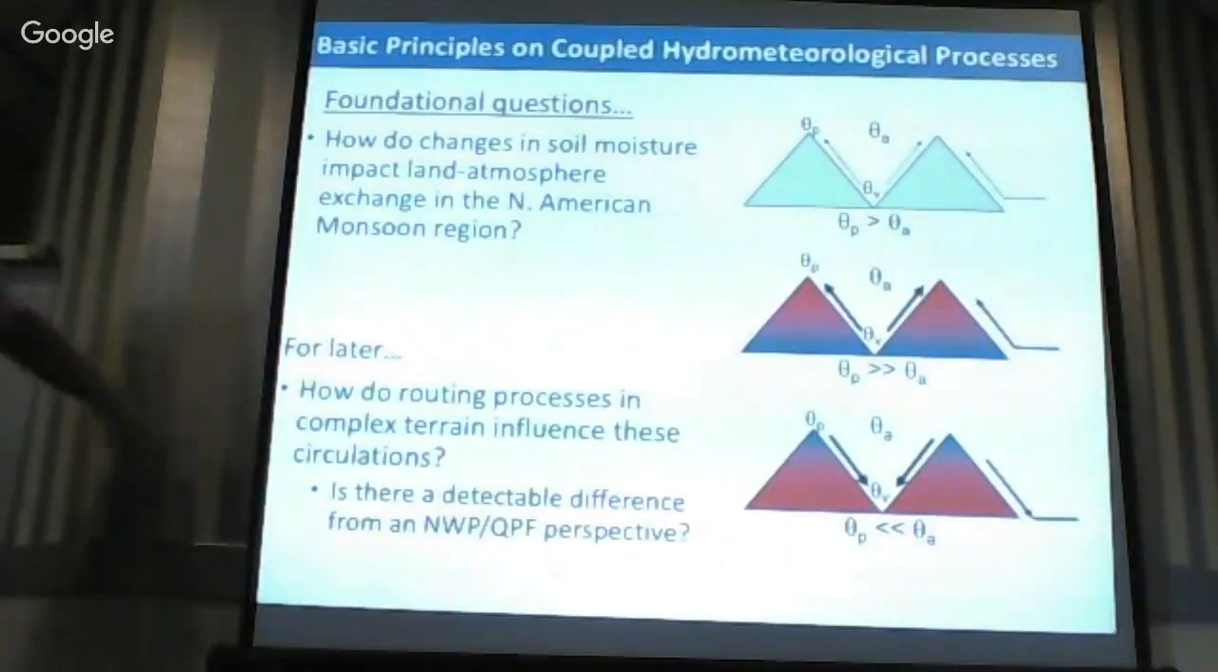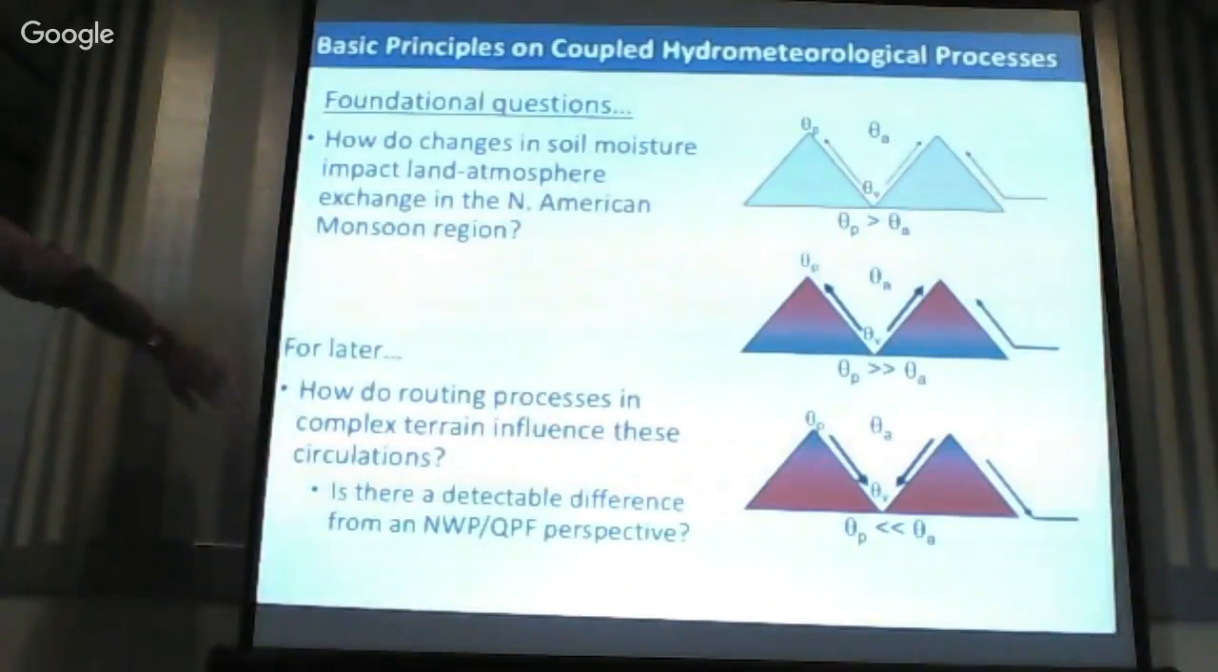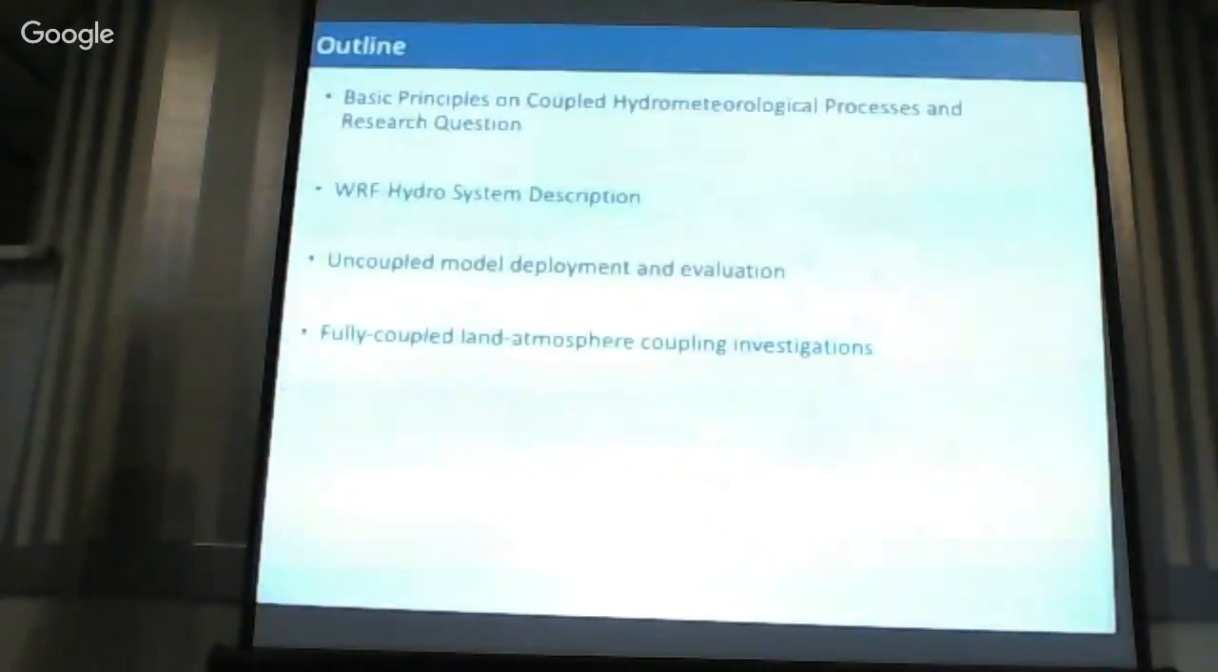And then there's a second set of questions, which will be gotten into in later time as the research progresses, which looks at how our representation of land surface hydrology, and particularly how terrain influences the organizational patterns of soil moisture states and sensible and latent heat fluxes, feeds back to the atmosphere. And really answering this question as we get to higher and higher resolution models, is there a detectable difference from a numerical weather prediction or a quantitative precipitation forecasting perspective? So there's a lot of interesting things that are queued up to do here, but today I'll really only be talking about this background coupling behavior.